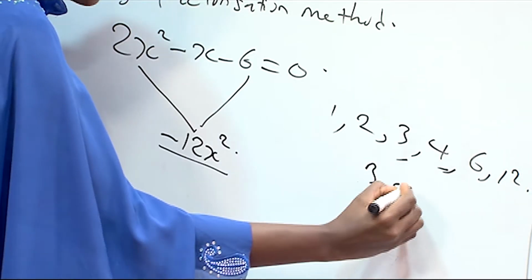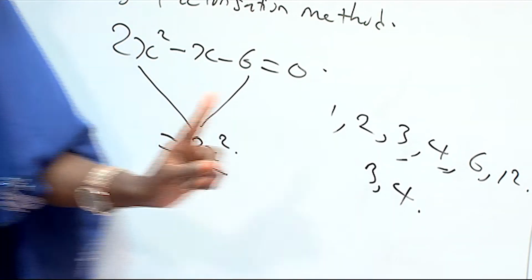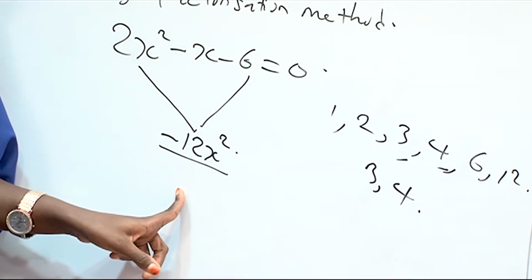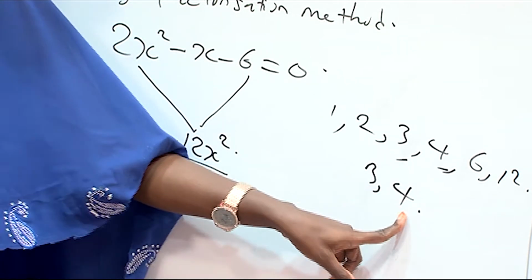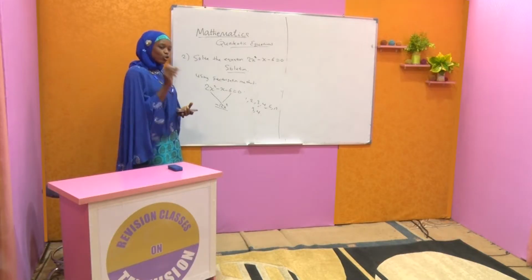3 and 4 as the factors I want to use. You check, 3 times 4 will give you 12. It's not giving minus 12. Then if I say 4 minus 3, I will have 1, not minus 1. So I need to look at the sign.